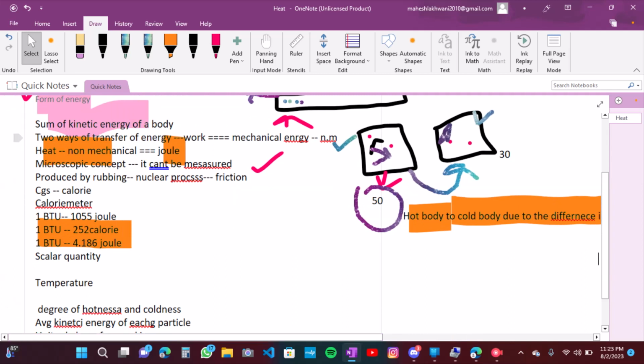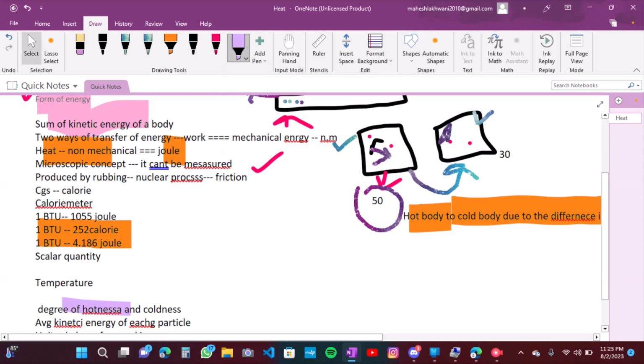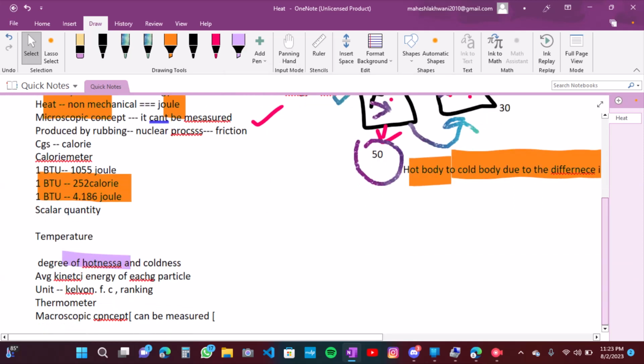Okay, we have discussed this in our previous classes. Temperature is the degree of hotness and coldness, but it's quite an old definition, right? Let's renew this. The sum of the average kinetic energy of each molecule or each particle of a body is known as temperature. The average kinetic energy is basically known as temperature. The unit is Kelvin, but there are other units as well: Fahrenheit, Celsius, and even Rankine.